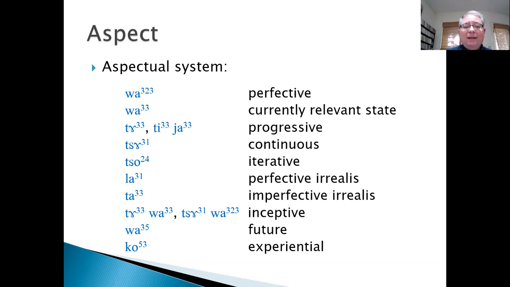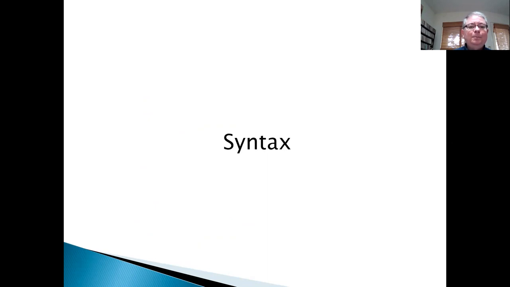Notice that we've got both realis and irrealis. We've got three different imperfectives: progressive, continuous, and iterative. They overlap, but they do have separate uses. Some of them can be combined to create new meanings, and that's how we get the two inceptive constructions. So aspectual system used quite a bit. Not obligatory in every case in a verb clause, but we find that these are used quite a bit.